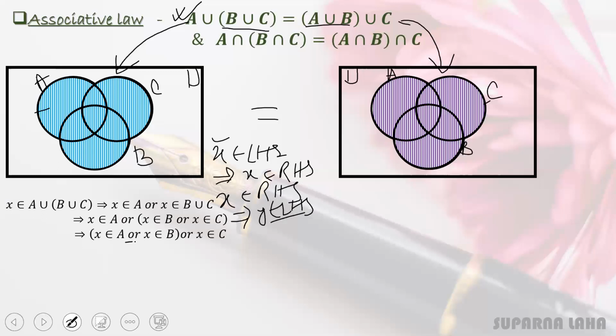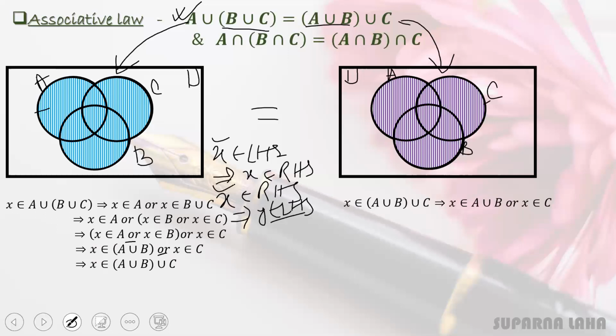Now replace this or with union. So X present in A union B or X in C. Again, replace this or by the sign, so you can write X in A union B union C. So LHS equals RHS. We prove that if any element we take in the LHS portion, it will be present in the RHS portion.